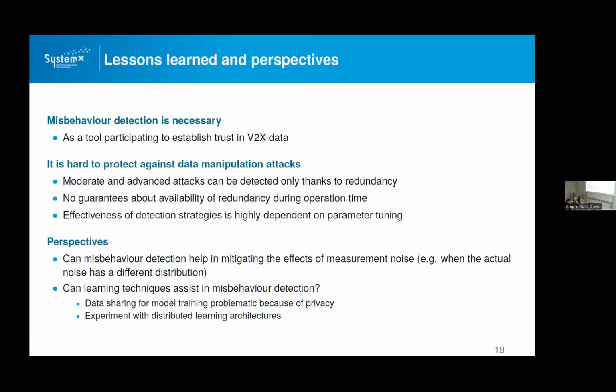And similarly, when you start having redundancy, there's an implicit assumption of how many other vehicles are going to be available to give you additional information. So my first question was, in what range of penetration is this really useful?